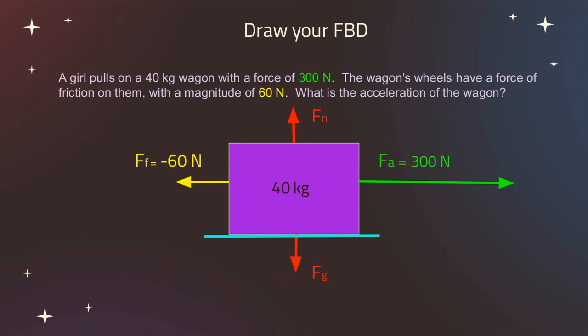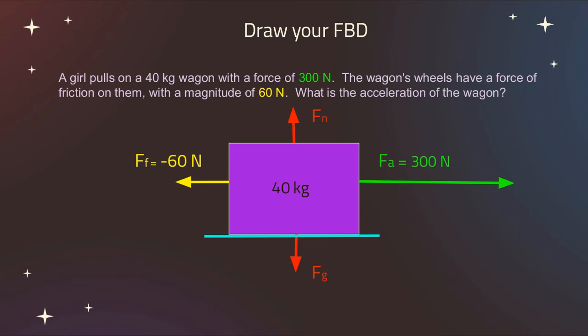So force applied has a longer vector to the right-hand side with a value of 300 newtons, and the force of friction is to the left with the smaller size, and it is negative 60 newtons. Now pay attention to the problem. The problem said it had a magnitude of 60 newtons. The problem will never tell you that it's negative. It's your job to recognize that it's going in the opposite direction and it's counting against you, like the expenses in our lemonade stand example. So it's negative 60 as far as the force of friction is concerned.